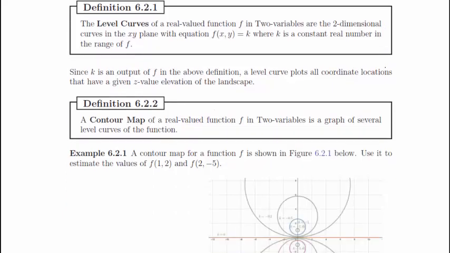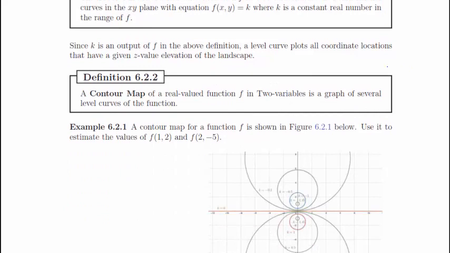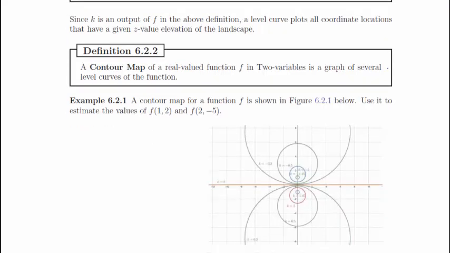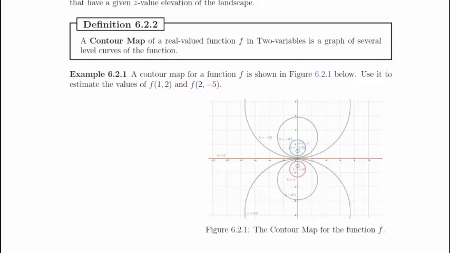Definition 6.2.2. A contour map of a real valued function f in two variables is a graph of several level curves of the function. So hopefully the idea here is that if we graph enough level curves of a given function, then we get an idea of what the three-dimensional picture looks like. We see a bunch of different z-value lines. So for given z-values, we can see where the function takes on that z-value and can hopefully infer in our minds what the 3D picture looks like from these contour maps.